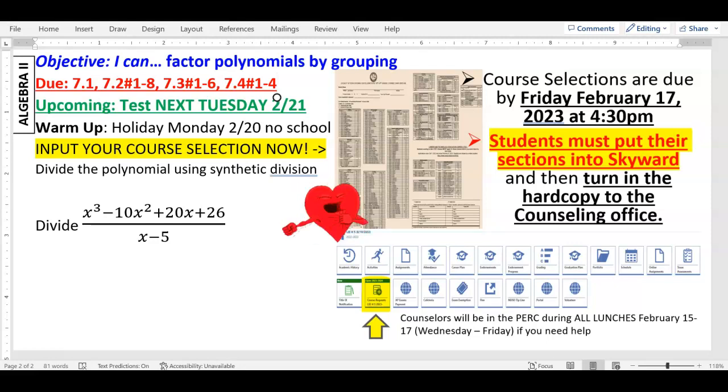If you have this big sheet with the courses on it, you need to give that to the counselor ASAP. You can just drop it off. You can go onto Skyward, click the course requests, and then do your courses. If you need help, every lunch today in the perk, there's going to be some help over there. So if you haven't picked your courses, lunchtime, go to the perk, please. Cool.